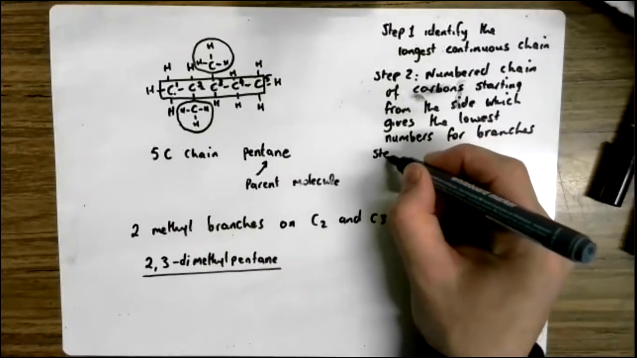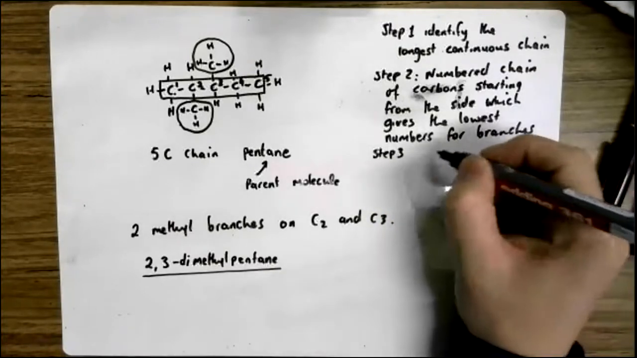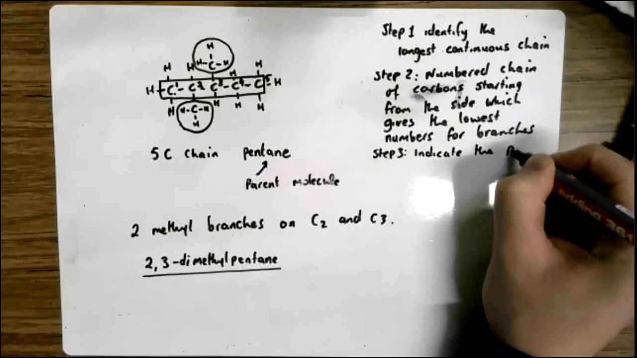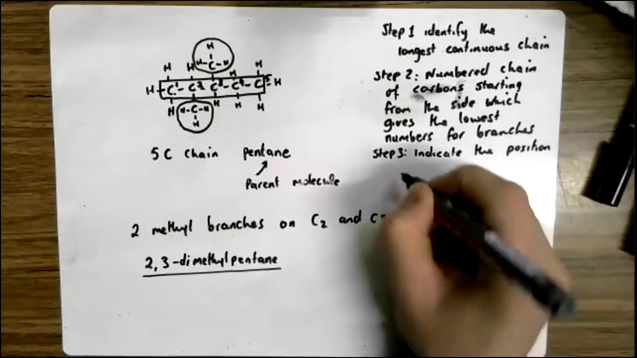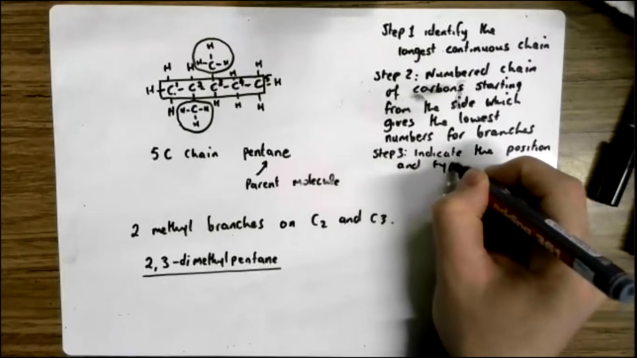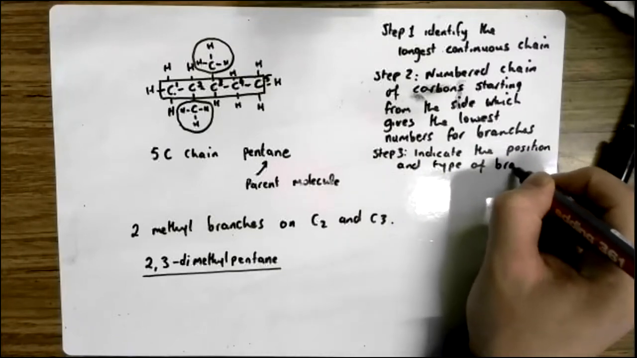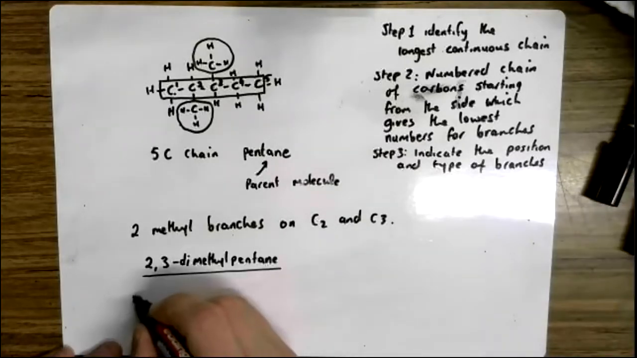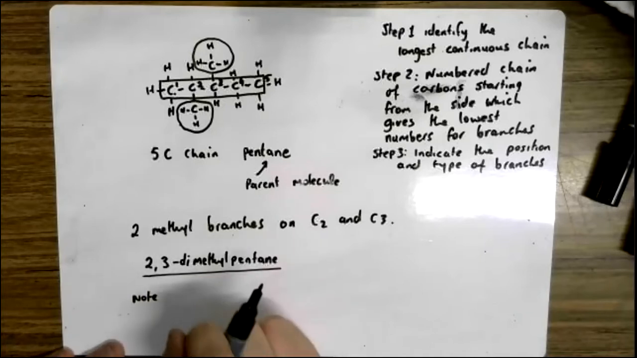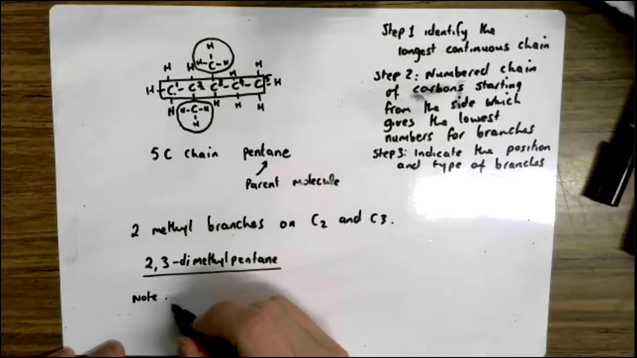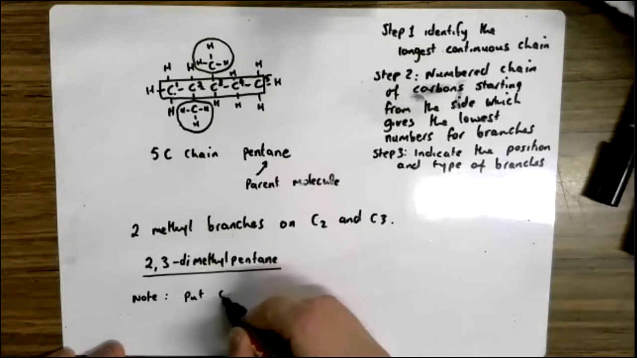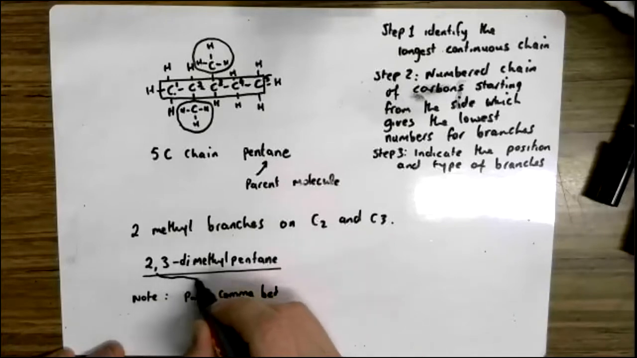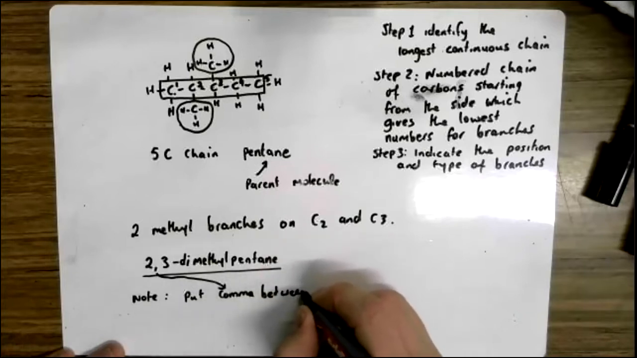So step 3 is indicate the position and type of branches. Indicate the position and the type of branches. Now note, what about the commas and the dashes? Put commas between numbers.